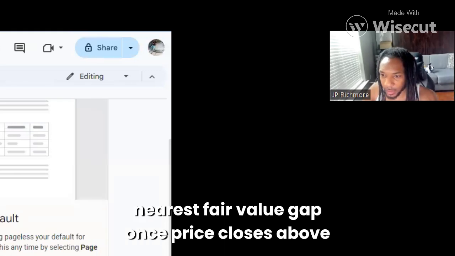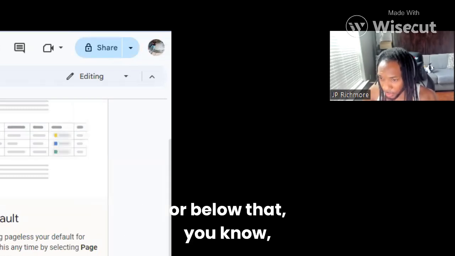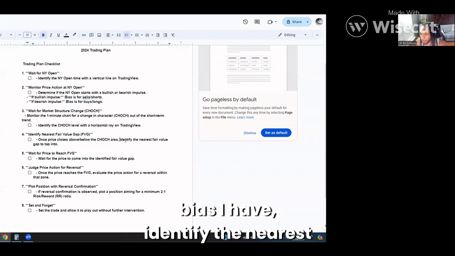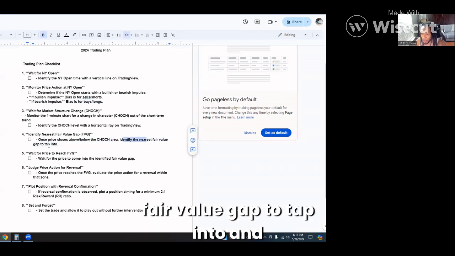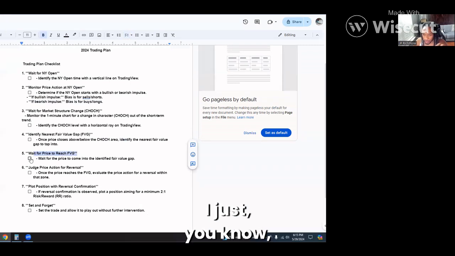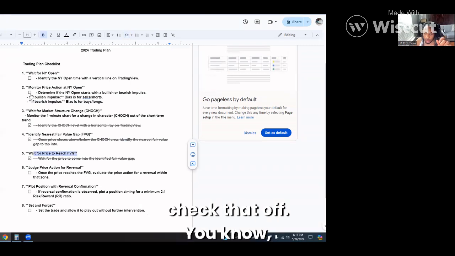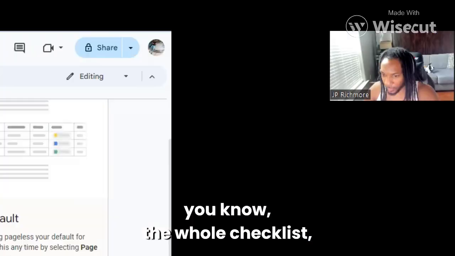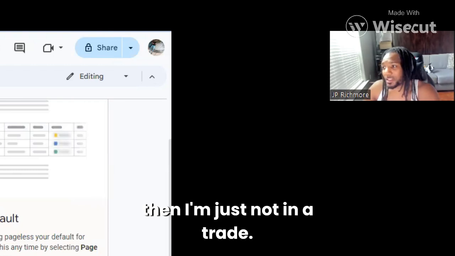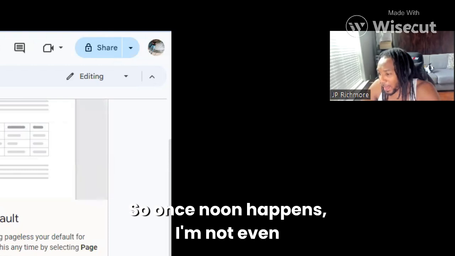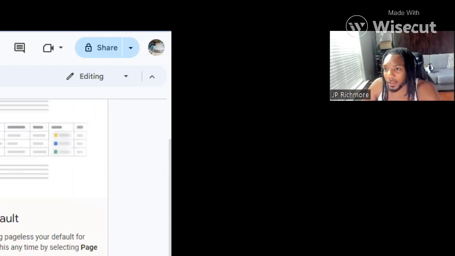Then I identify the nearest fair value gap. Once price closes above or below it, depending on what type of bias I have, I identify the nearest fair value gap to tap into. And I just wait for price to reach the fair value gap. Then once it gets there, I check that off. I check it off as I go. And if I don't complete the whole checklist, then I'm just not in a trade. It's considered a no trading day for me. So once noon happens, I'm not even taking a position.